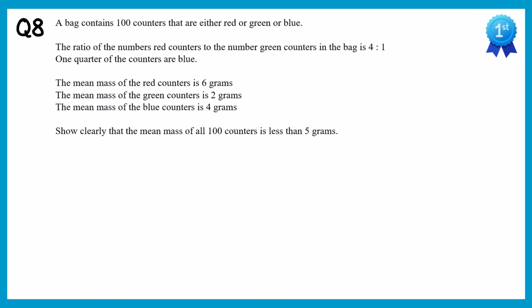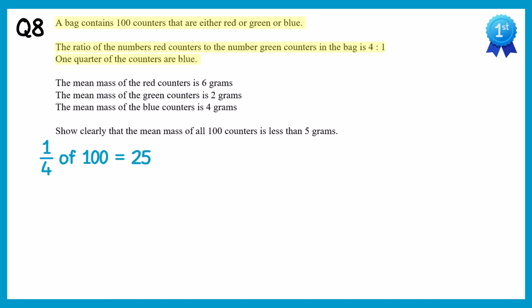In this question, we're told a bag contains 100 counters that are either red, green, or blue. We're told the ratio of the red counters to green counters is 4 to 1. This isn't useful at the moment because we don't know how many blue counters there are. However, in the next sentence, we're told that 1/4 of the counters are blue. So if we find 1/4 of 100, which is 100 divided by 4, you'll find that there are 25 blue counters.